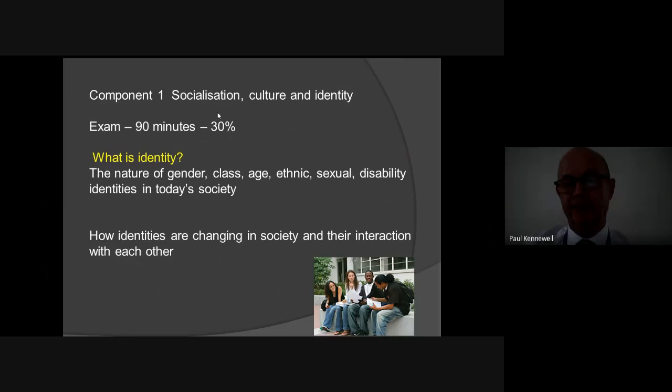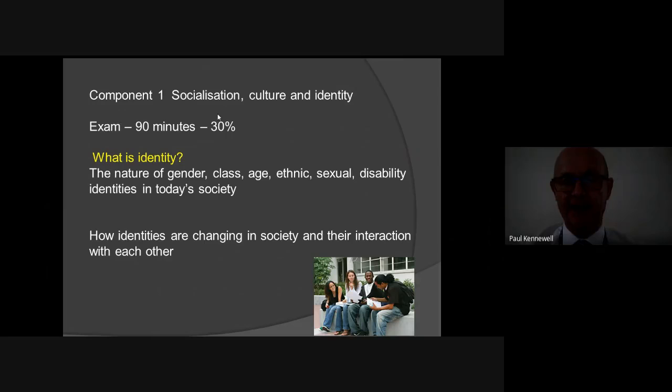As part of the first part of Unit 1, we also look at what identity is, the nature of gender, class, age, ethnic identity, etc. As part of our social makeup, we have different aspects of identity. For some of us, class identity might be more important. For some of us, our age might be more important. For others, our ethnicity might be more important. But all these work together and make us what we are as a social being.